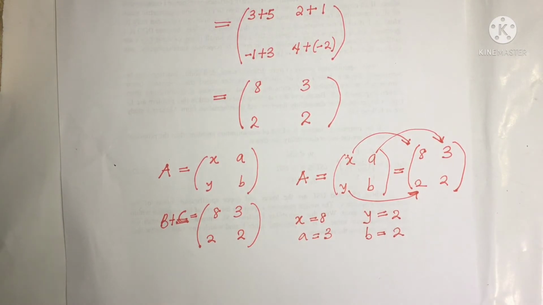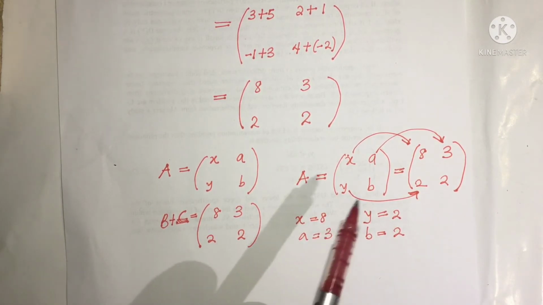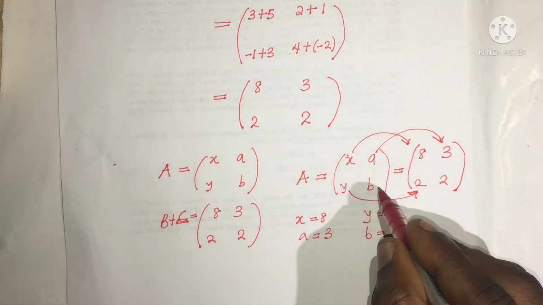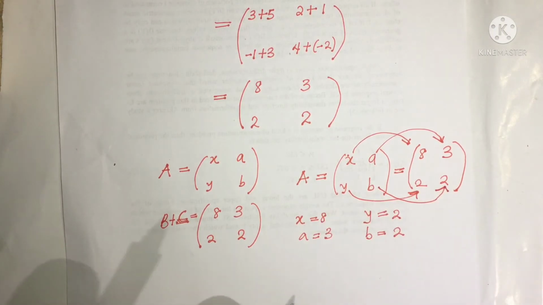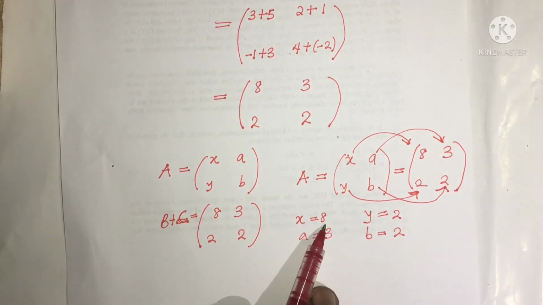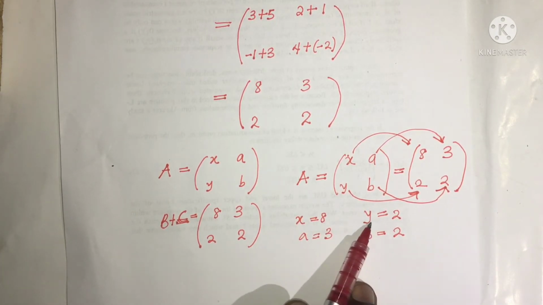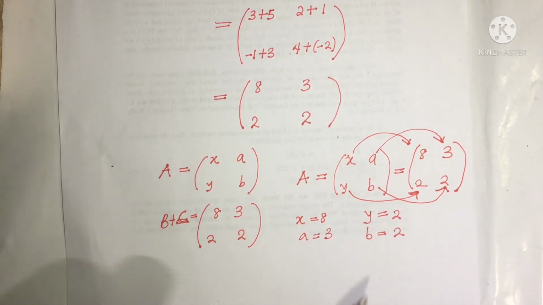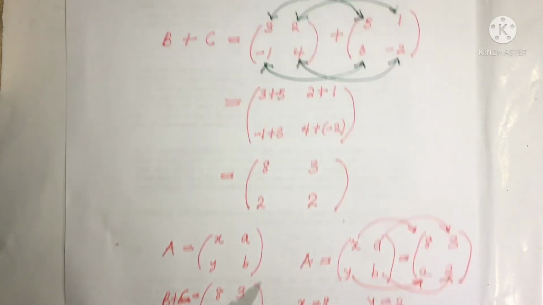Okay, now you can of course see why. Two matrices are equal if they have the same order and the elements occupying each position in the two matrices are equal. So that solves that problem. Okay, so we've gotten X to be 8, A to be 3, Y to be 2, and B to be 2. How did we get that done? We used the idea of equality of matrices and the idea of adding matrices together.